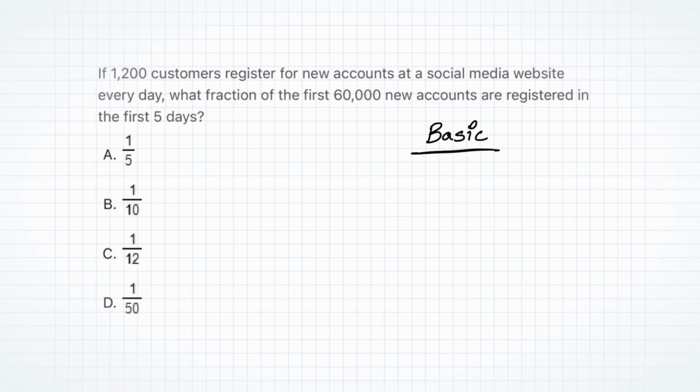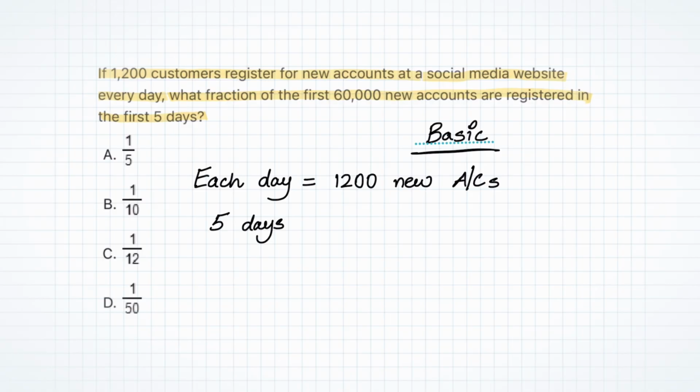The question says, if 1,200 customers register for new accounts at a social media website every day, what fraction of the first 60,000 new accounts are registered in the first 5 days? Let's break it down step by step. Each day, 1,200 new accounts are created. So in 5 days, the total number of new accounts is 1,200 times 5, which equals 6,000.